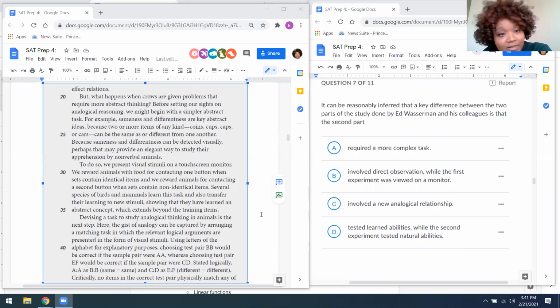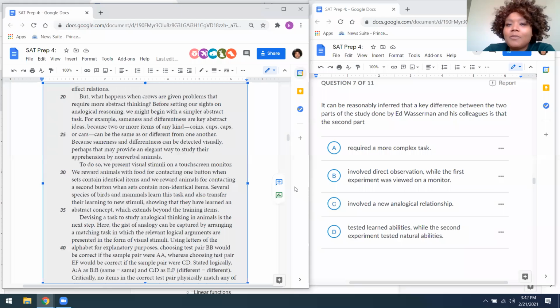Someone else mentioned the process of elimination, which is very important and crucial to the SAT, honestly. I would say especially for the reading section, but it's helpful for different sections as well. Pardon me, sorry. Okay, so where were we?